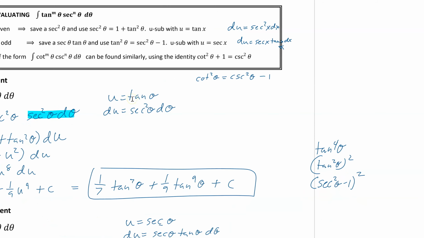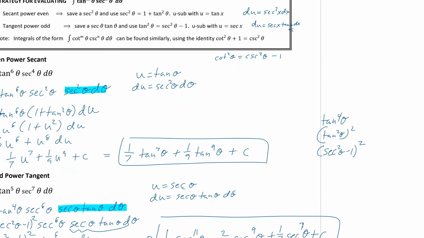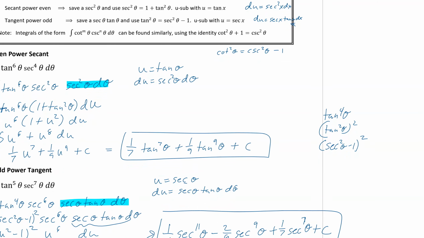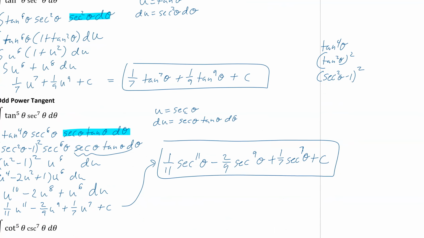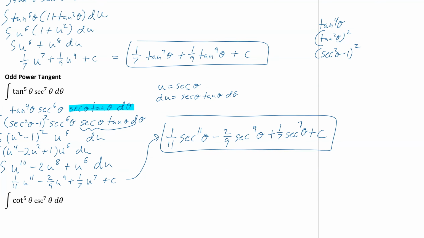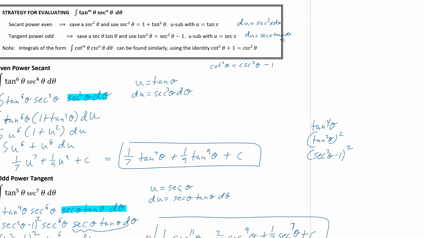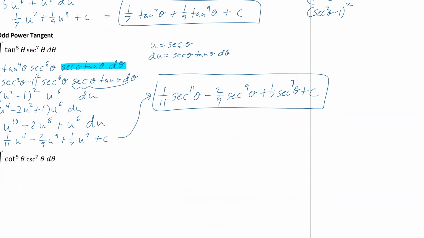So similar. If we have a secant even power, in this case a cosecant even power, we're going to save a cosecant squared. And if we have a cotangent odd power, then we're going to save a cosecant cotangent. So let's see what we have here. We have a cotangent odd power, not a cosecant even. So in this case, we're going to be saving a cosecant cotangent.